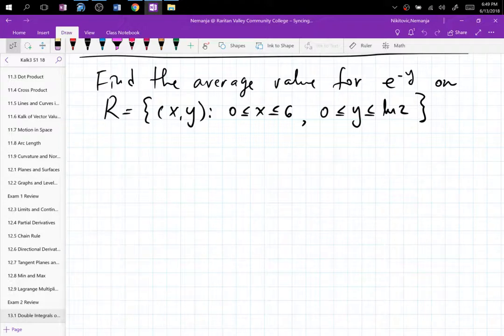A is the area of the rectangle. A equals the rectangle. The domain.